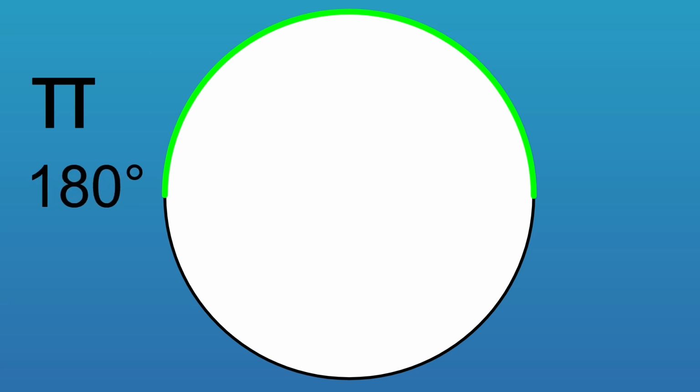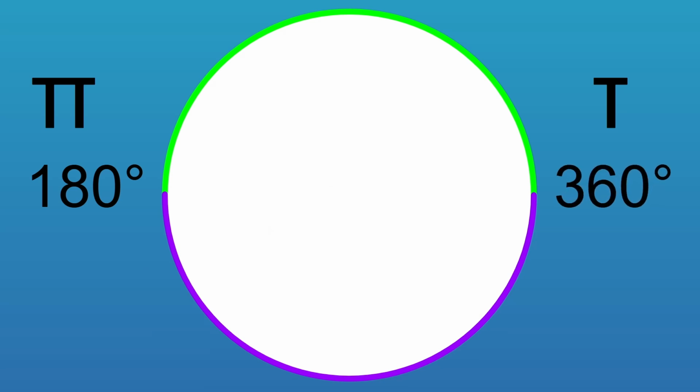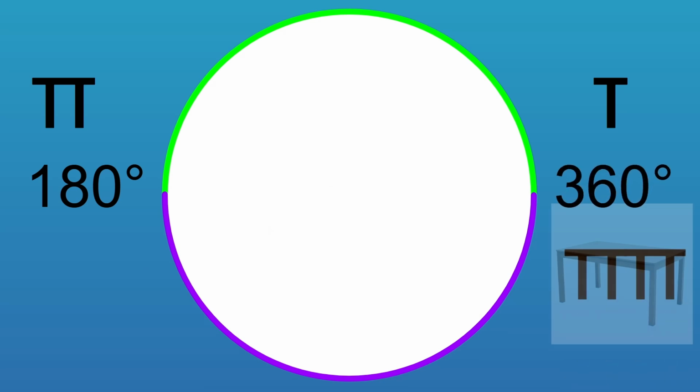So this is a circle. So pi, if we make that into radians, that'll get us around 1/2 of a circle, which is 180 degrees. And tau, if we make that radians, we'll go around a whole circle, which is 360 degrees. So yeah, tau is basically just 2 pi.